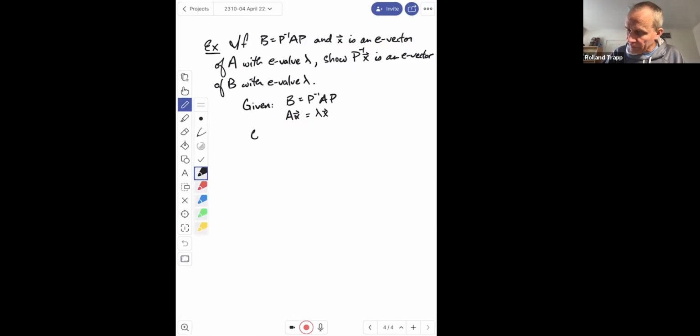And our goal also has a nice algebraic way of writing it down, right? Our goal is to show that P inverse X is an eigenvector of B with eigenvalue lambda. So what algebraic equation do I have here that's equivalent to this, that shows you that P inverse X is an eigenvector of B with the same eigenvalue? What should I write down right here?